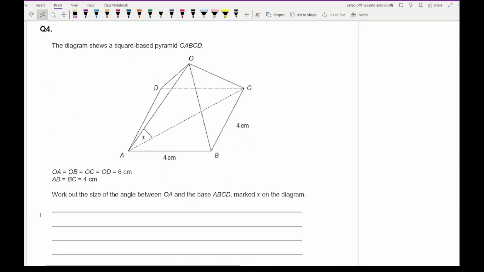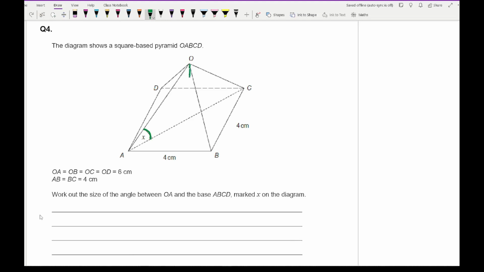Moving on to question 4, it says the diagram shows a square-based pyramid OABCD. It says OA, OB, OC, OD are 6 centimeters, and AB is equal to BC, which is 4 centimeters. The question is asking us to work out the size of angle OA and the base ABCD, marked X on the diagram. So I need to work out what this angle here is.